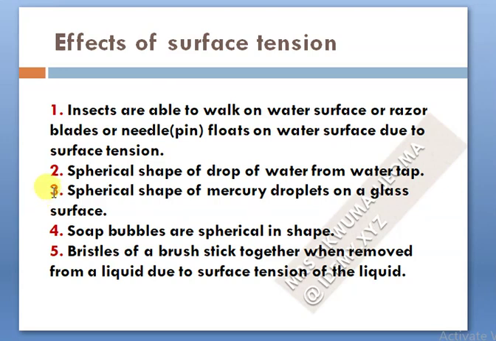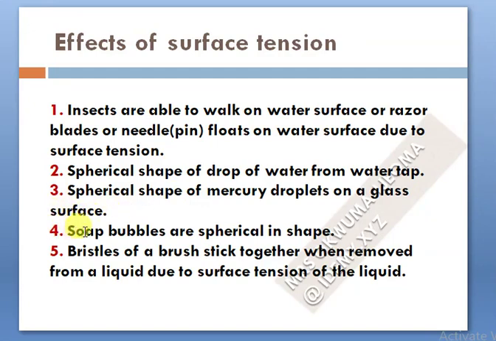Another effect, number 3, spherical shape of mercury droplets on a glass surface. When you get mercury and you drop it on a glass surface, it forms a spherical shape. Remember, mercury is a metal, but it is the only liquid metal. So when you drop it at the surface of a glass, you find out that it forms a spherical shape.